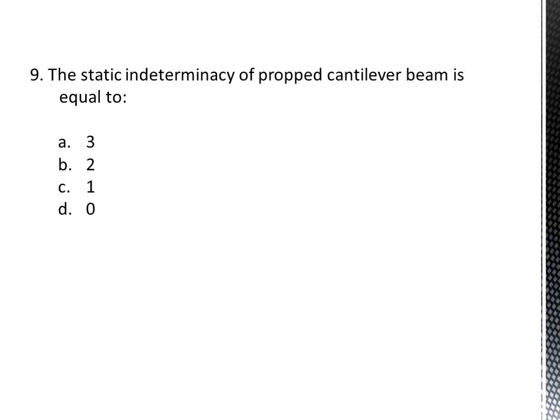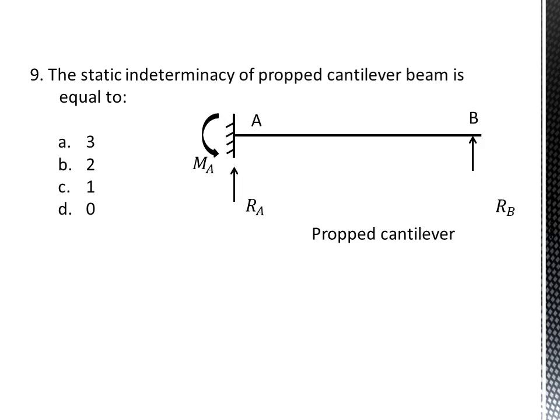Coming to the 9th question, the static indeterminacy of a propped cantilever beam is equal to, we have the options: option A 3, option B 2, option C 1 and option D 0. So what is a propped cantilever beam? It is the beam in which one of the ends has a fixed support and the other end is placed on a roller support. So we have the reactions as shown.